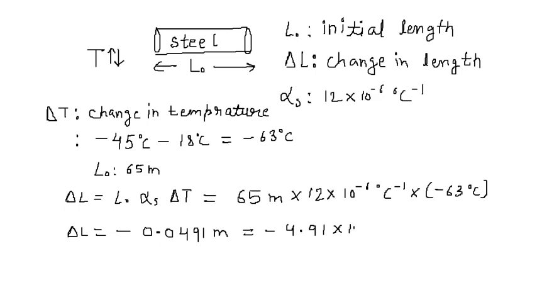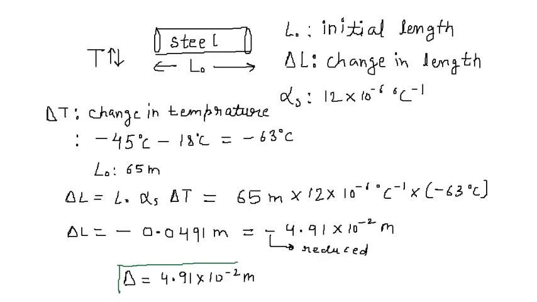We can also write it as minus 4.91 into 10 raised to the power minus 2 meters, and this minus sign shows us that the length of the section will be reduced, and hence the delta L will be equal to 4.91 into 10 raised to the power minus 2 meter, and this is our final answer.